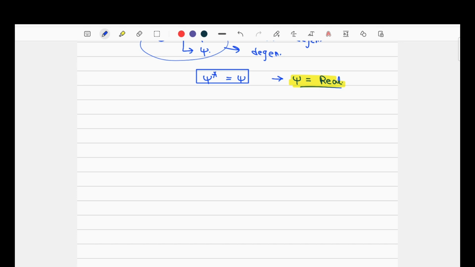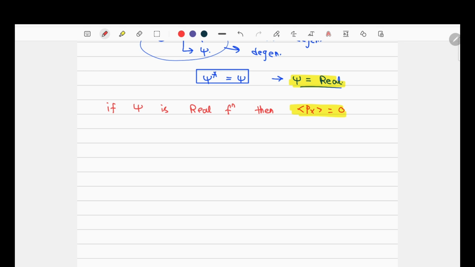Okay, now we are going to talk about the third property. What does the third property say? Before I talk about the third property, I want you to prove something: if xi is a real function, then the expectation value of momentum is always 0. So you prove that.